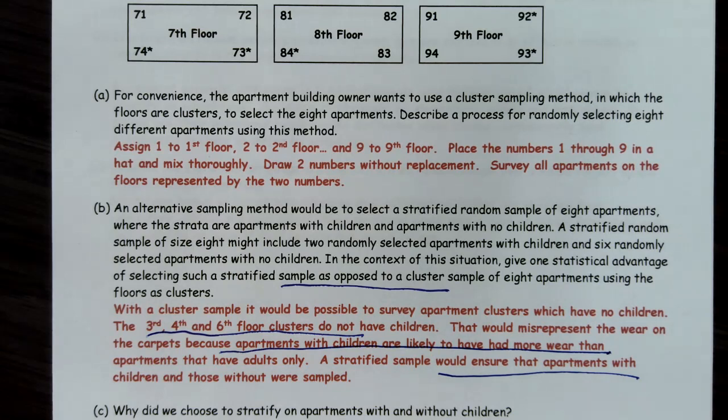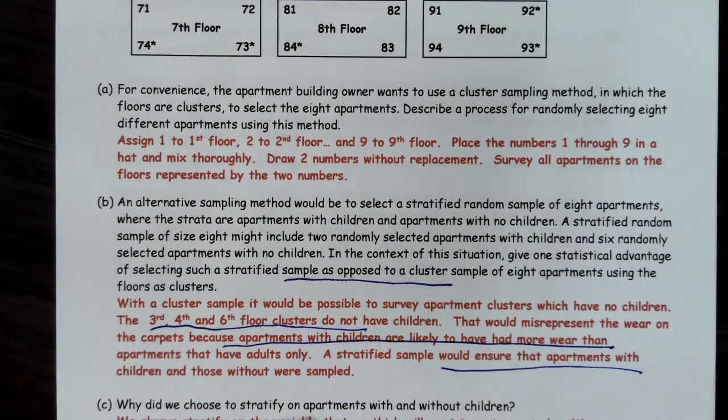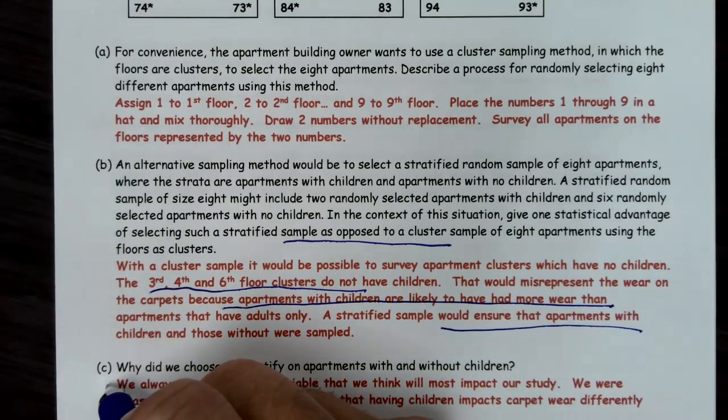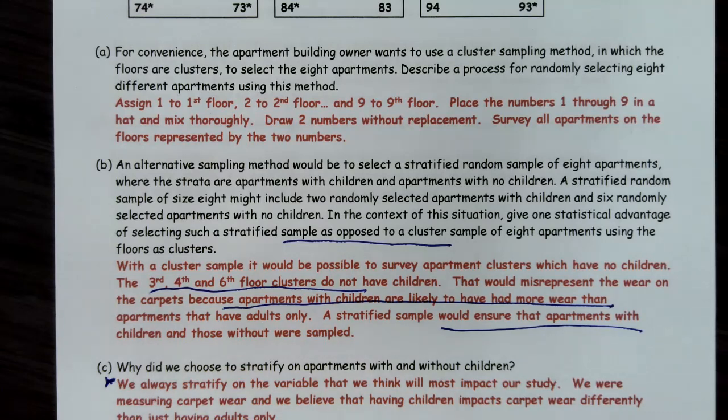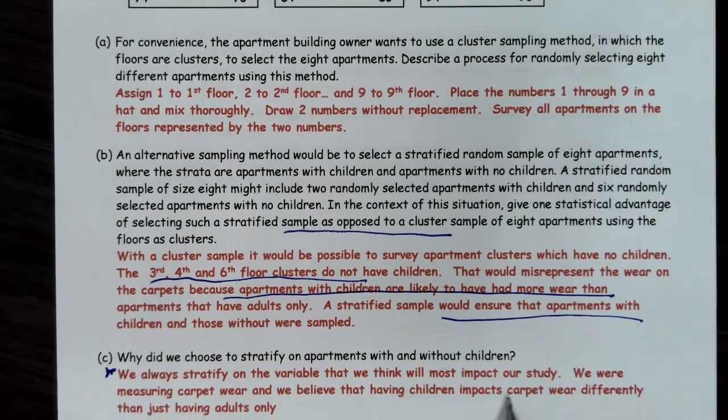to cover it. The next one, part C, I'm surprised they even asked this. Why did we choose to stratify on apartments with and without children? We always stratify on the variable that we think will have the most impact. That's our definition. That's our start point. We always start with that. We were measuring carpet wear, and we believe that children impact carpet wear differently than adults only. So that's why we stratify.